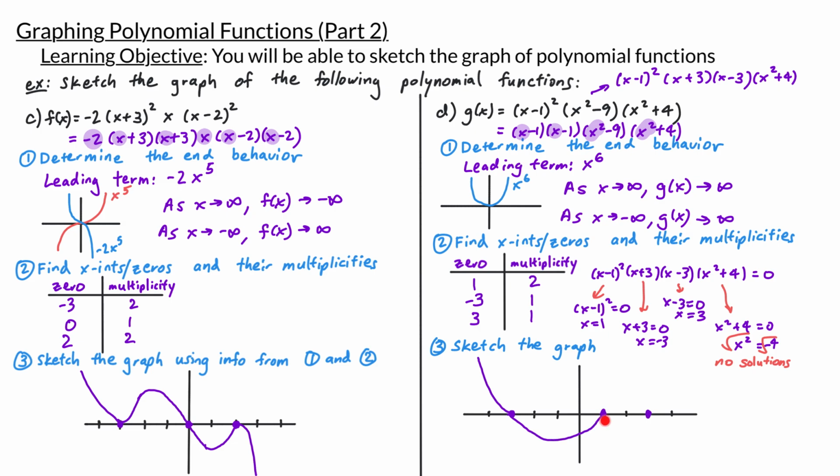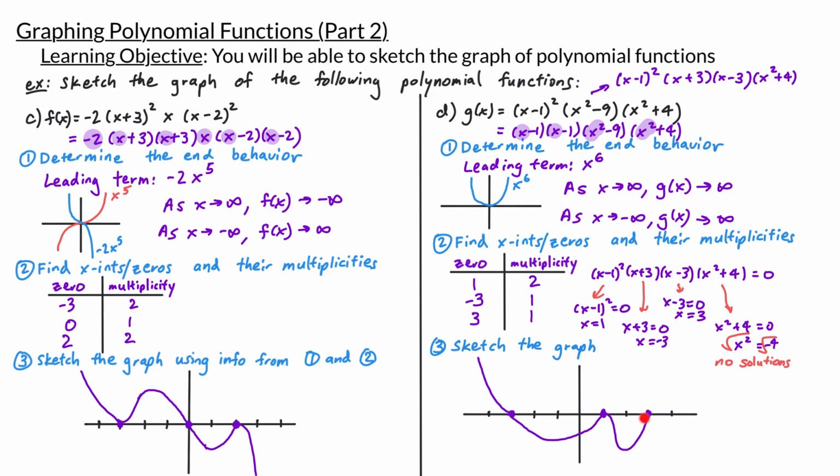So now that we're at x equals 1, we have to decide, will the graph cross the x-axis or will it touch the x-axis and bounce off? At x equals 1, the multiplicity there is 2, which means that it's an even multiplicity, so the graph will touch the x-axis and then bounce off. So let's draw our graph touching the x-axis and then bouncing off, and then connect it with the next x-intercept.